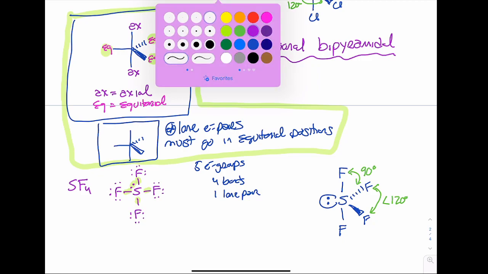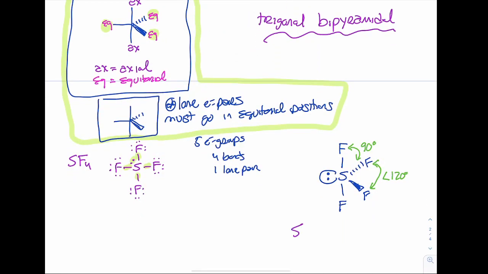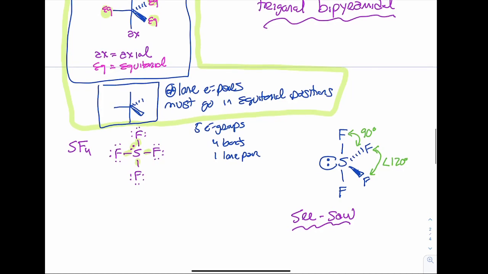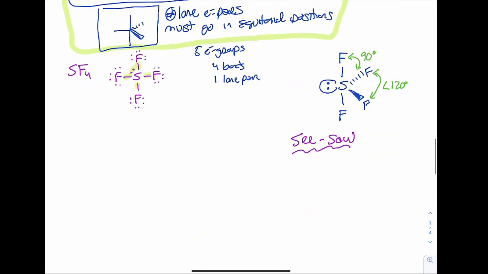So the name of this one is actually kind of funny. It's a seesaw. And we'll look at the models after I do the next one, but once I make the model, it's easier to see where the name comes from. But essentially, if you were to take this structure and tip it sideways, so I have the sulfur, and then I have the fluorines, and then one fluorine's coming out at us, and one fluorine's going back. So it's like this little teeter-totter. This is the fulcrum. And then this is where you would sit, and then this part would go up and down. So seesaw. Next example.